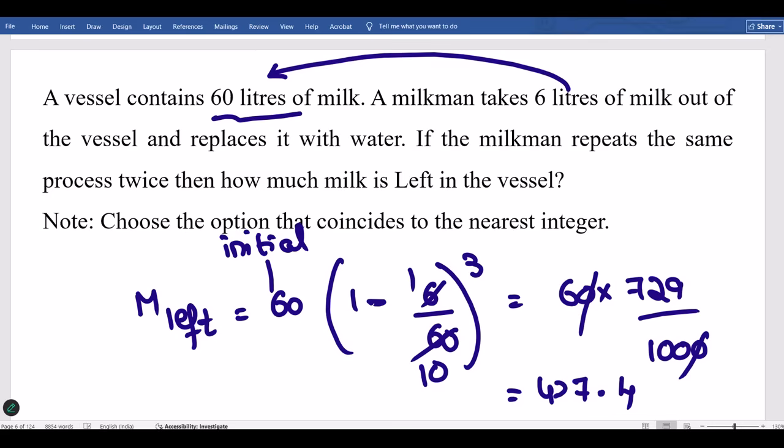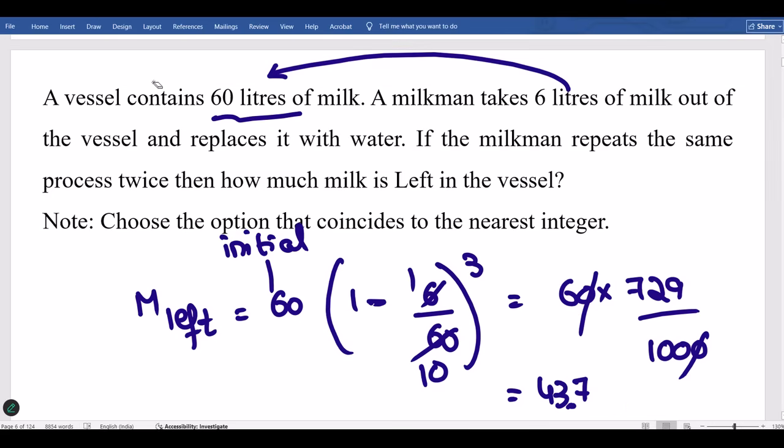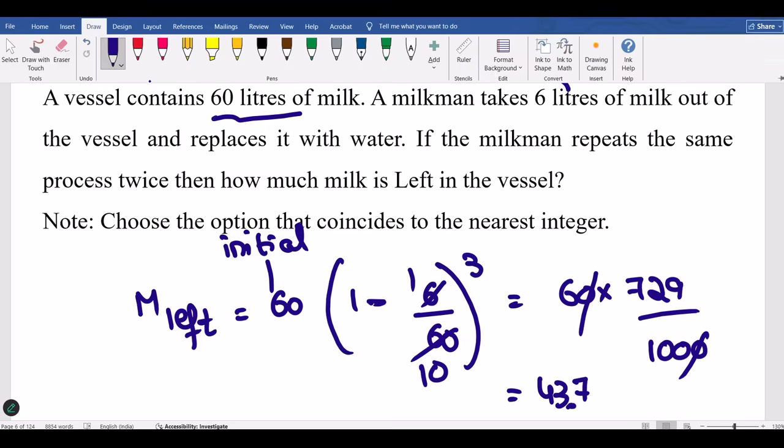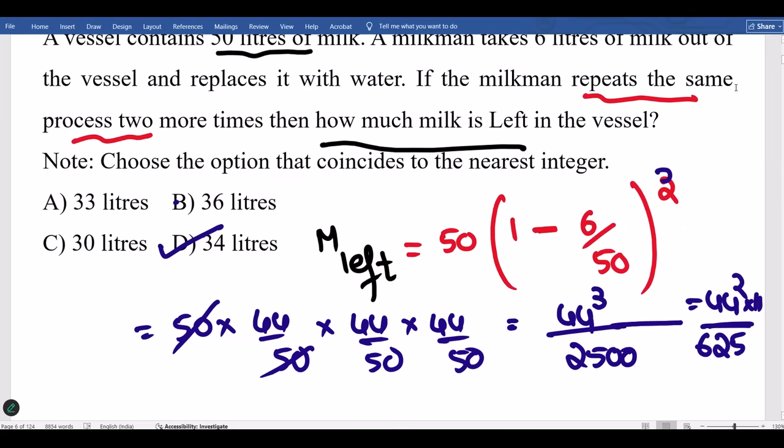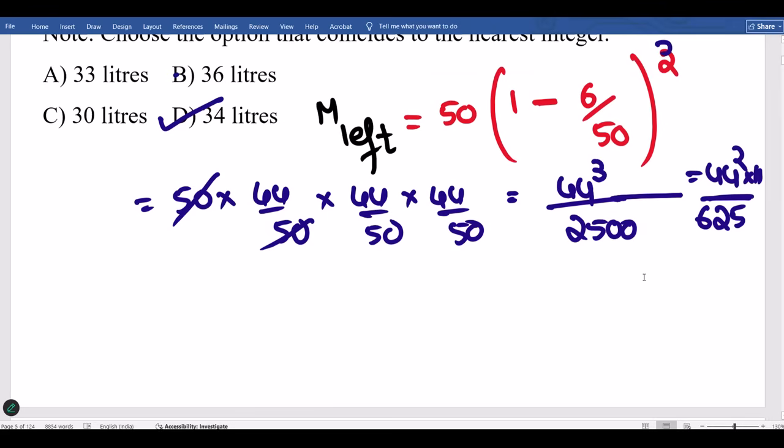43.74 liters will be the answer. 43.74 liters will be there. Now you check how things are going on here. In the previous one also, initially milk is 50. 1 minus 6 out of total 50. From total, you are removing 6 liters out of total 50. How many times? 3 times. Initially they said to repeat or perform the same for twice. So total 3 times we have to do. That is how the equation is framed.